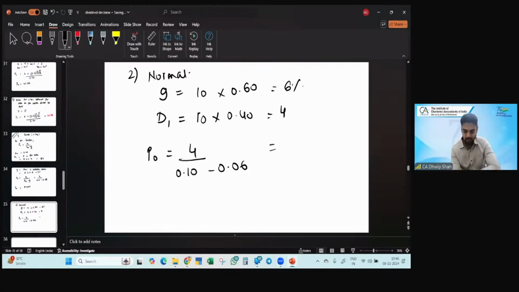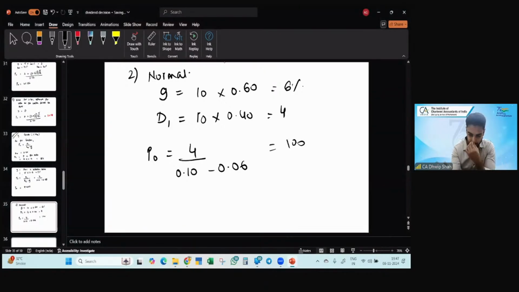So it comes to how much? 4 divided by 0.1 minus 0.06, which is 0.04. 4 divided by 0.04 is 100. Not 40, but 4. So 100.